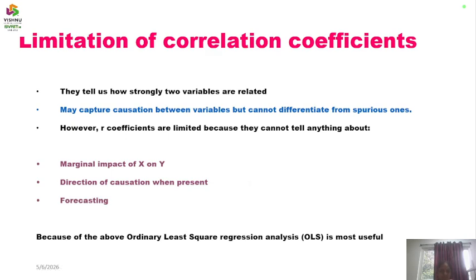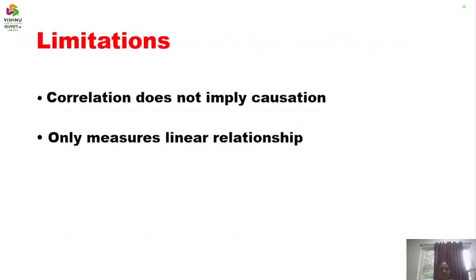Forecasting also we can take, because we can't find it out based on exactly what we are taking in the morning, in the afternoon, in the evening, and finally by night 12 o'clock. Based on that only we are making all the variables and getting the result. So because of the above, ordinary least squares regression analysis is most useful.